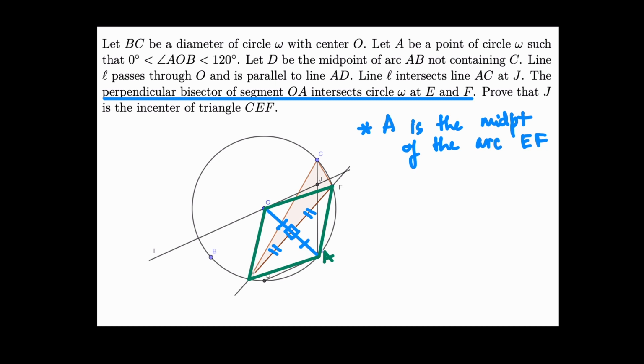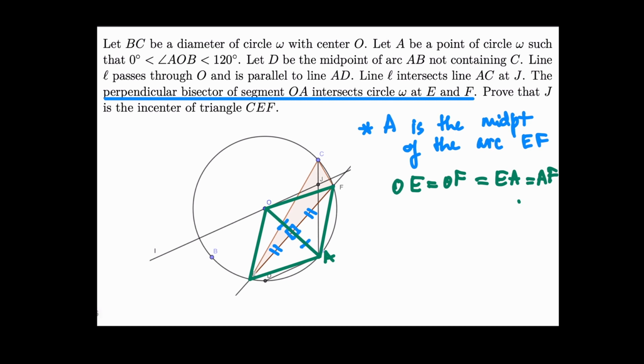But notice OE or OF is the radius of the circle. So further notice OE equal to OF is equal to EA. Sorry, so let's write it as OF equal to EA equal to AF are all radii of the circle. Further, we know that OA is also a radius, right? OA is also a radius of the circle. So all this is equal to OA as well.